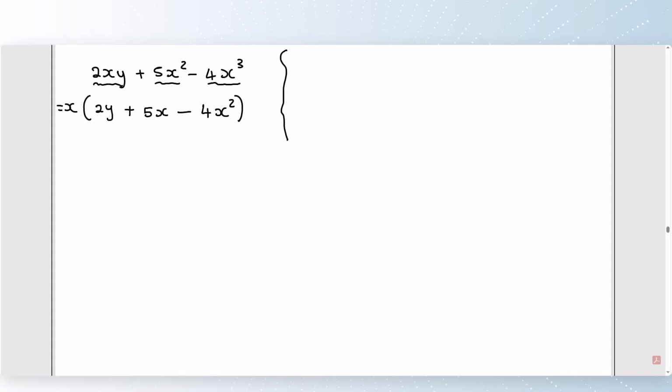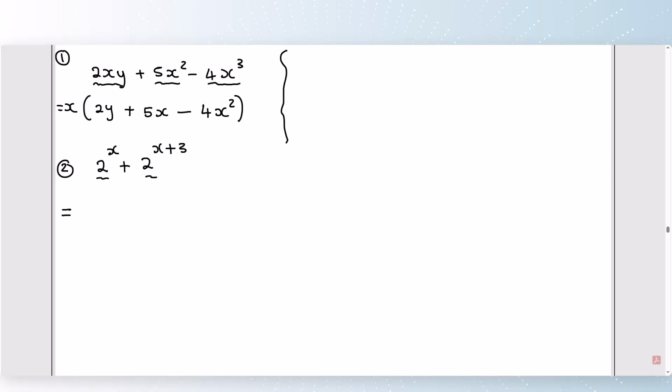But what if you were given a fraction? Not a fraction, sorry, an exponent. Let's say 2 to the x plus 2 to the x plus 3. Okay, we can see here we have two terms, 1, 2. What's common there? It's 2 to the power x. But how do we remove the common factor there?